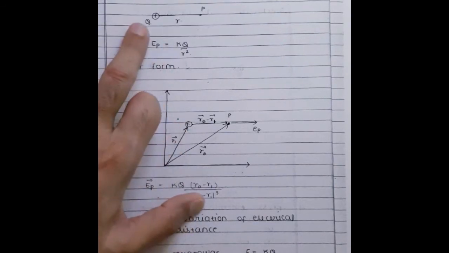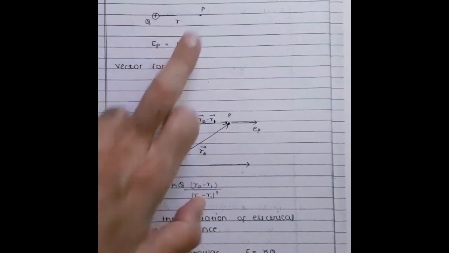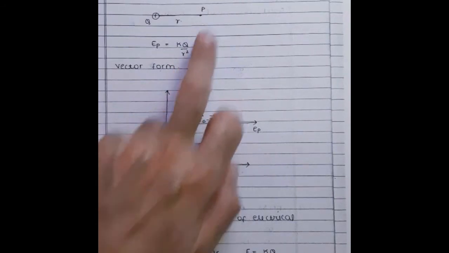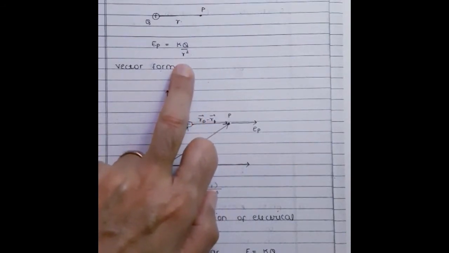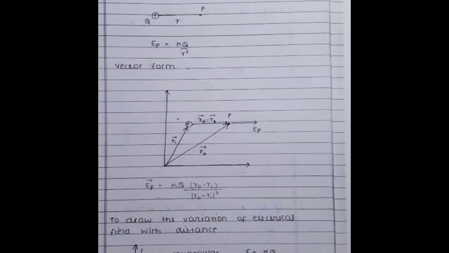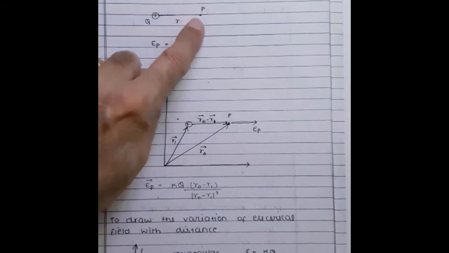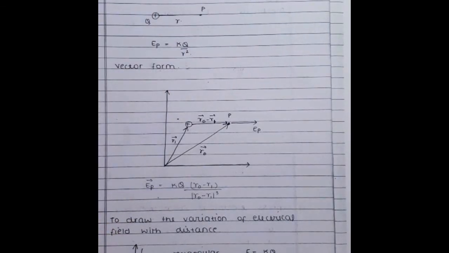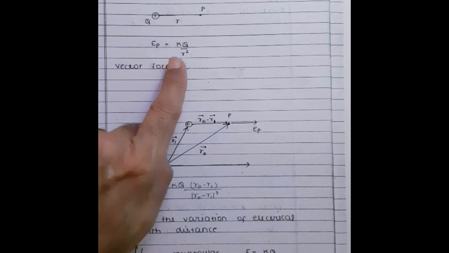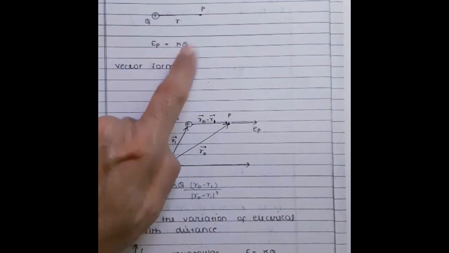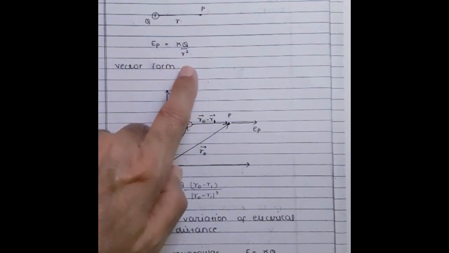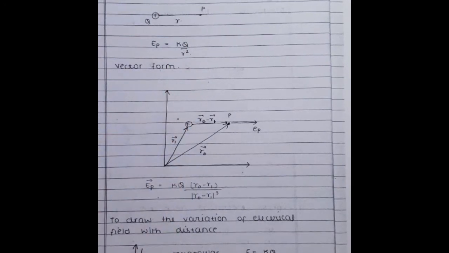If you have a charge Q, then the electrical field intensity at the point P is simply kQ divided by r square. You may wonder why it should be like this. You may say that you kept a unit positive charge at the point P, so let me find the force. Force would be kQ into 1 divided by r square. Anyway, the general formula is simply E is equal to kQ upon the square of the distance between the charge and the point.